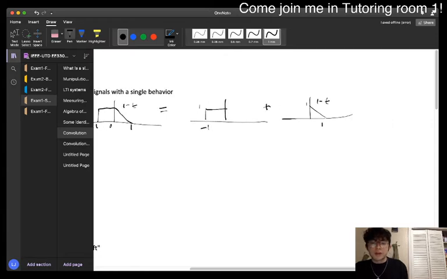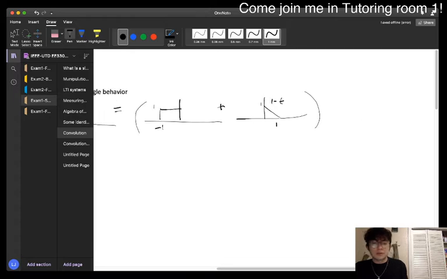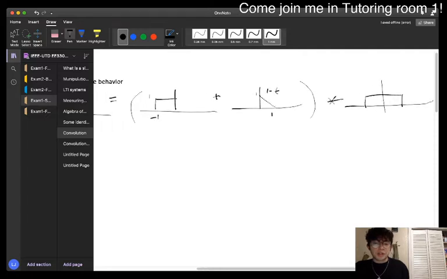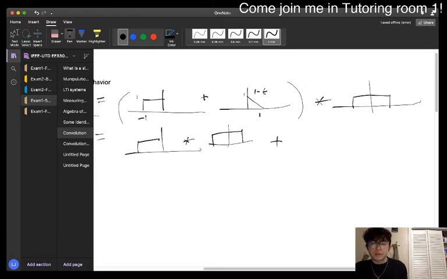So we want to convolve this with our box, our unit rectangle. So remember the distributive property. We can take this one, convolve it with the box first, and then we can add that to the convolution of this ramp function with the box.